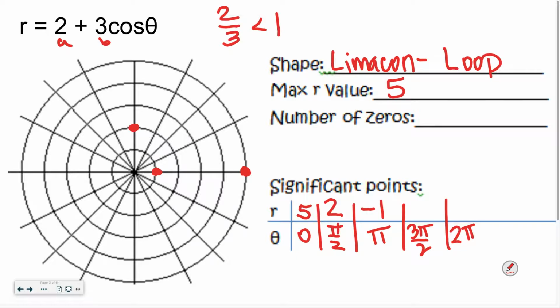3 pi over 2. What's the cosine of 3 pi over 2? Thank you, Max. So 2 plus 3 times 0 is 2. And then, guys, when we plug in 2 pi, it's going to be the same exact point as when we plug in 0. So we're going to end up where we started.